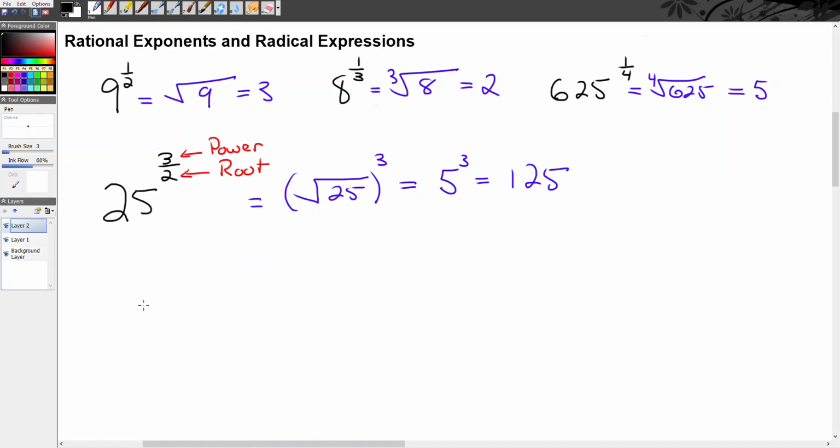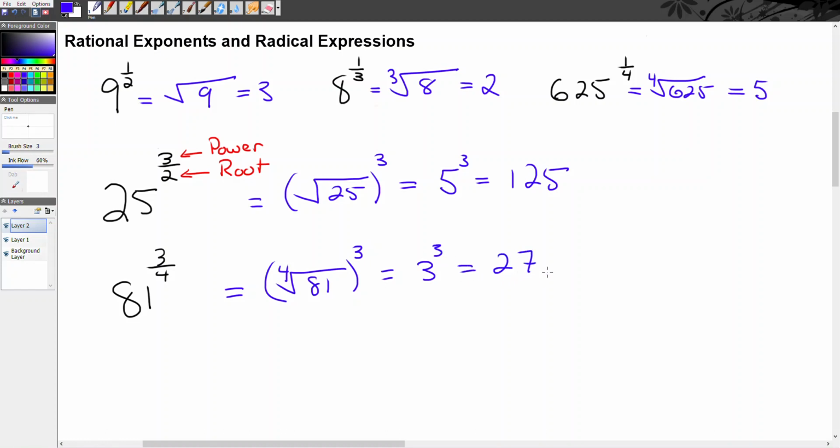How about if I have 81 to the 3/4 power? So what does that represent? Well, 81 to the 3/4 power means that I want to find the fourth root of 81 and then raise that to the third power. So what's the fourth root of 81? Well, 3 times 3 times 3 times 3 equals 81. So it's 3. And then I have 3 to the third power, and that equals 27.